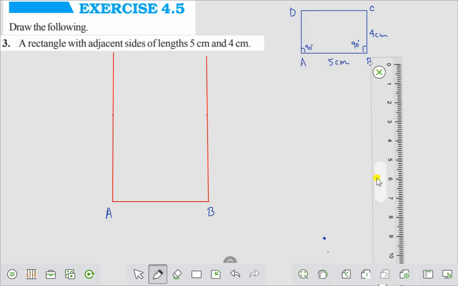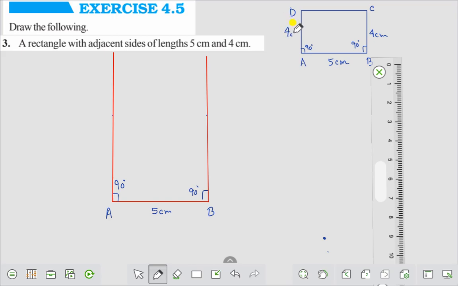That means AB is 5 centimeter. And at point A, this is 90 degree. And at point B also it is 90 degree. Now you see another side is 4 centimeter. We know that in rectangle the opposite sides are equal. This is 4 centimeter means AD is also 4 centimeter.